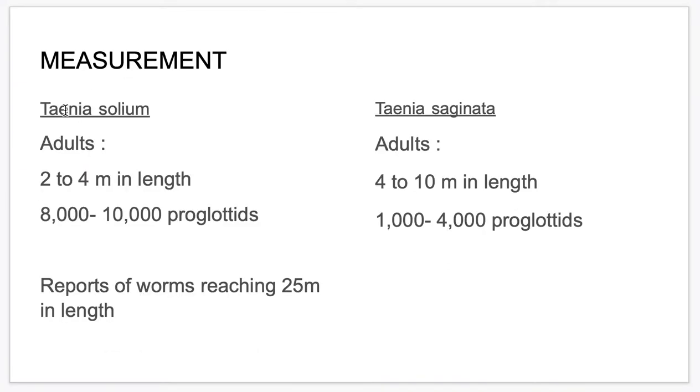For the measurement, your Taenia solium adults can go up to 2 to 4 meters in length, and they contain 8,000 to 10,000 proglottids. There are even reports of worms reaching 25 meters in length. Your Taenia saginata adults can go up to 4 to 10 meters in length, and they have 1,000 to 4,000 proglottids. Imagine, we are talking about meters here.